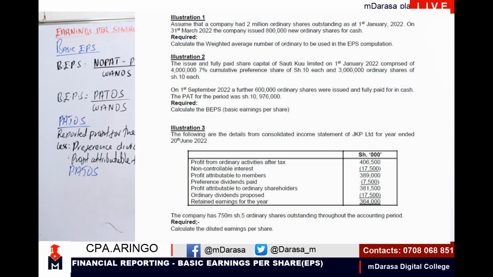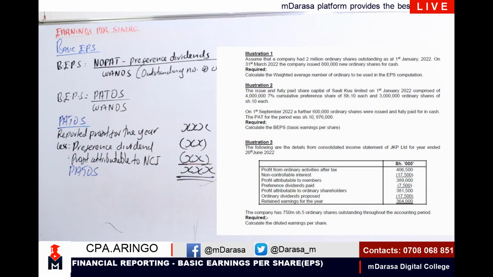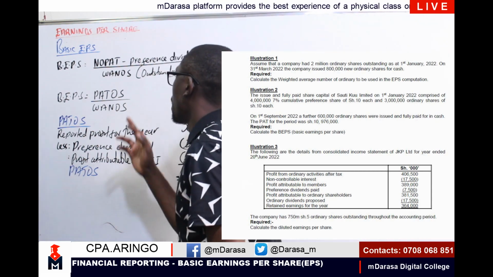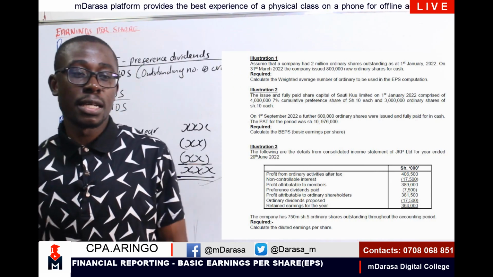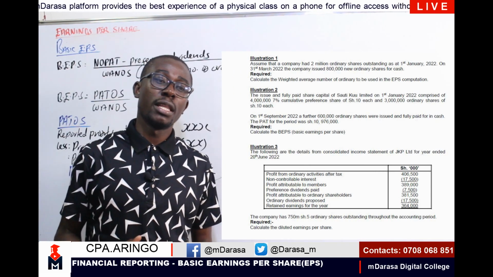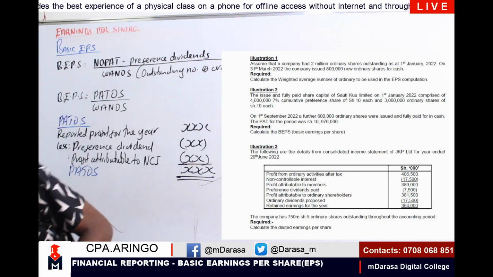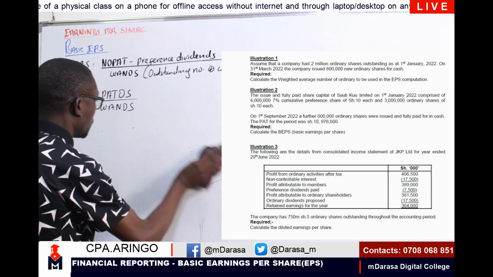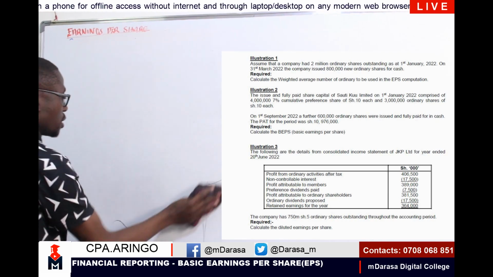So given such a question, how will you go about it, my good students? We need to understand that this concept is very simple. Why is Mwalimu saying that? Because just now we've explained that I'm going to consider the number of ordinary shares that we had as at a particular time, weighted for time factor. So the examiner here wants us to determine the weighted average number of ordinary shares in that question.